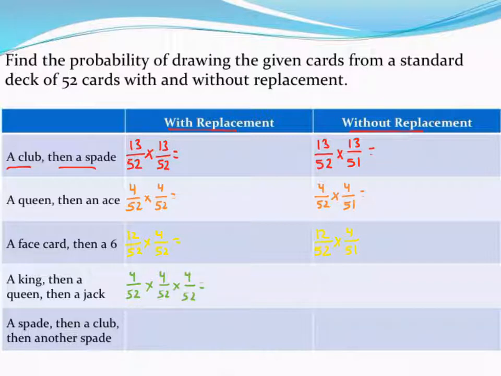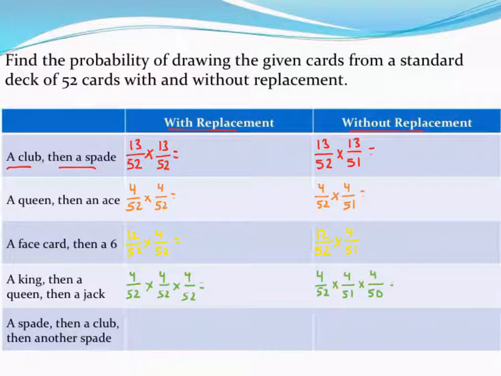Okay, do you know what's going to happen once I rip those cards up and don't replace them? Let's see. 4 kings out of 52. But that king I pulled out, I rip it up, I throw it away. There's still 4 queens, but there's only 51 cards I've picked from. And then, I've ripped that up too, there's still 4 jacks, but now there's only 50 cards to pull from.